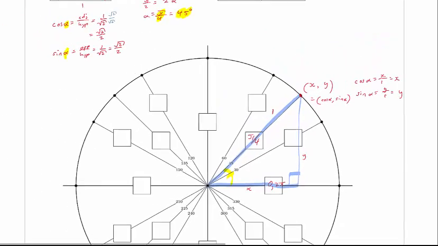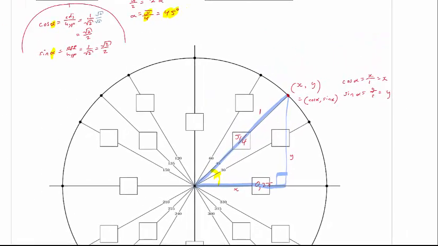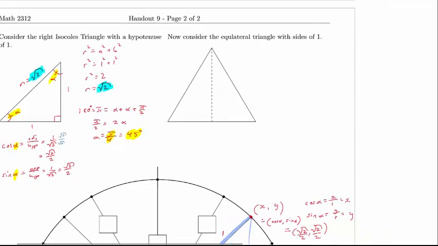And what's cosine alpha and what's sine alpha? That's right, root 2 over 2. So what does this become? This becomes root 2 over 2, comma, root 2 over 2. Those are the x and y coordinates of that point. Cool. All right.